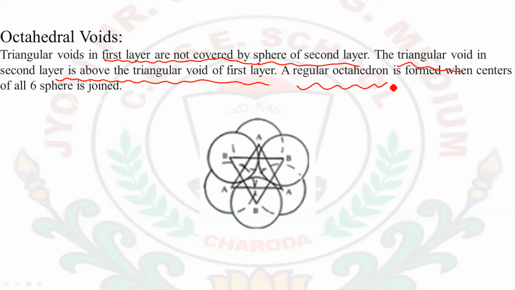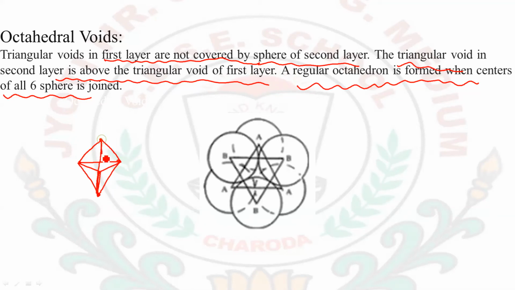A regular octahedron is formed when centers of all the six spheres are joined. So the shape will be like this: one, one, two, three, one below here. So the structure will be like this. A regular octahedron is formed here like this. This is the shape of a regular octahedron.